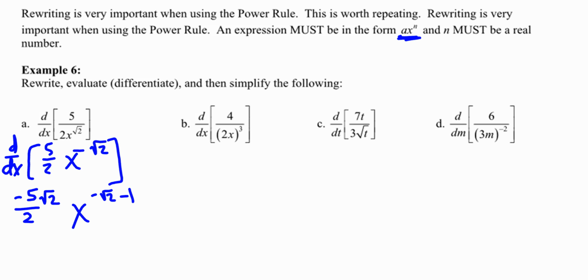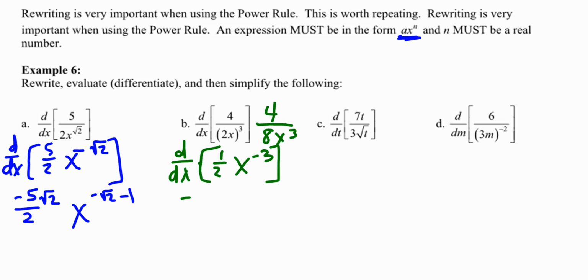The next one. This is 4 over 8x cubed. Okay, it might help us to rewrite it as 1/2 x to the negative 3. So now we have negative 3 halves x, subtract 1 from the power to the negative 4th power. And if you really want to go crazy, you could rewrite it like this. Okay, but you don't have to.